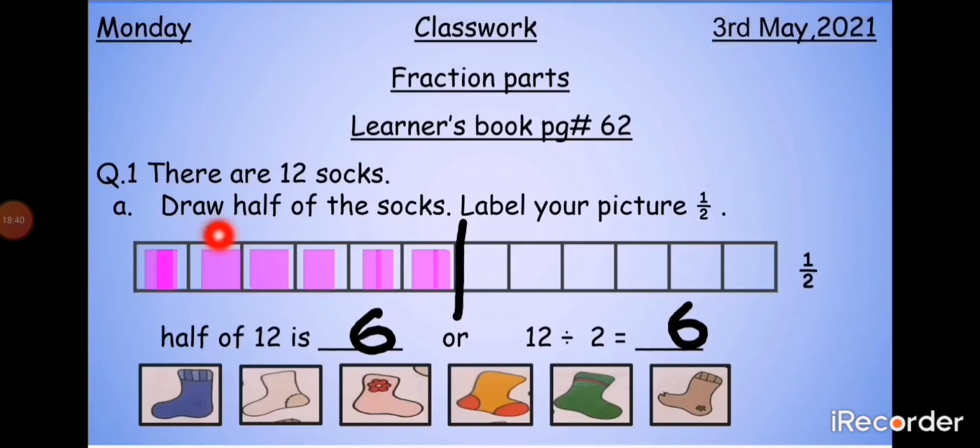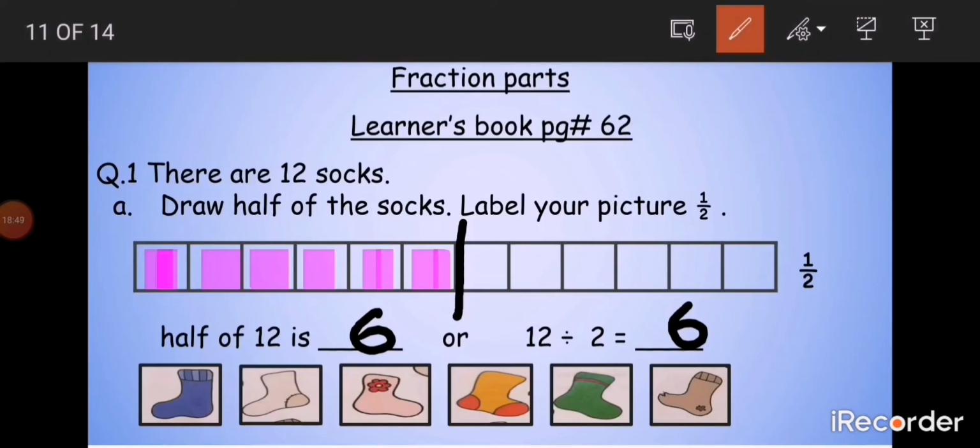So I have colored 6 squares here. 1, 2, 3, 4, 5, 6. So it means 6 out of 12 is the half of 12. We can also write the fraction in that way.